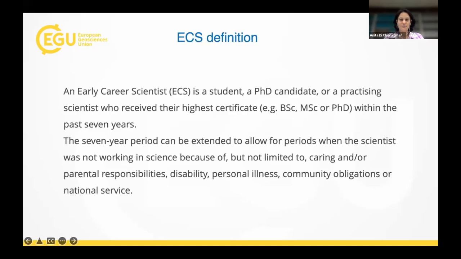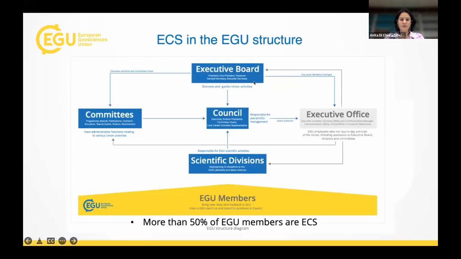The definition for EGU of an early career scientist is a PhD candidate, a student, or a practicing scientist who received their highest certificate within the past 7 years. But this 7-year period can be extended to include periods that scientists were not working in science because of several reasons, say caring responsibilities, parental responsibilities, disabilities, illnesses, community obligations, national service. The ECSs are more than 50% of the EGU membership, as you saw also on Peter's slides.